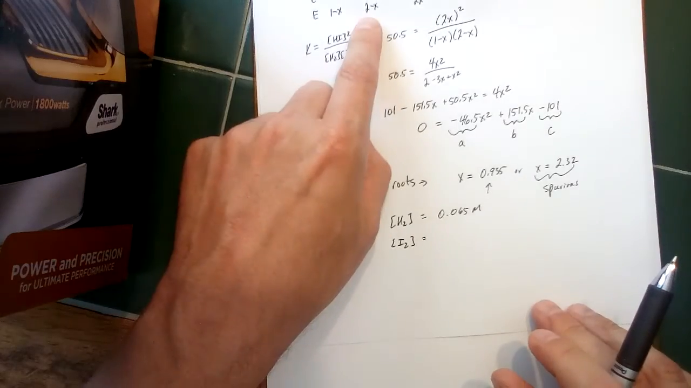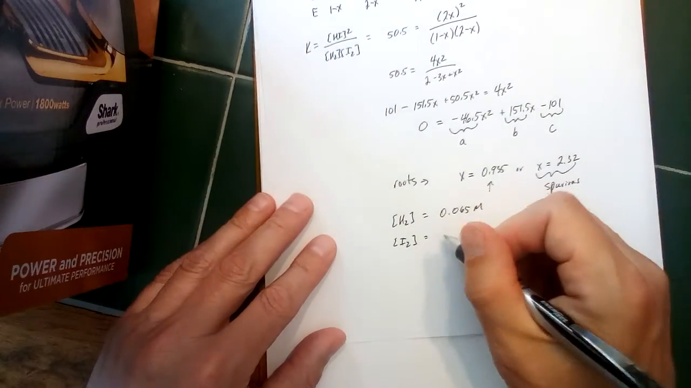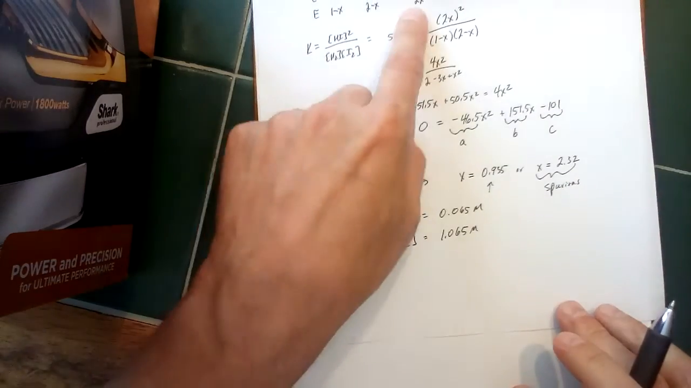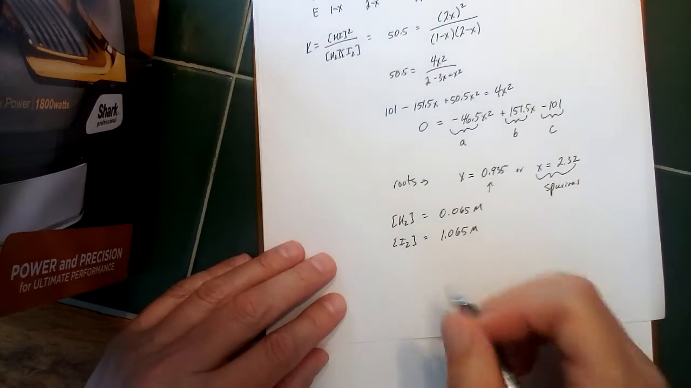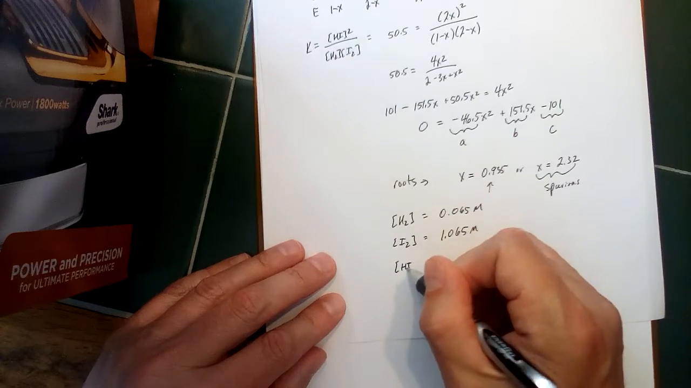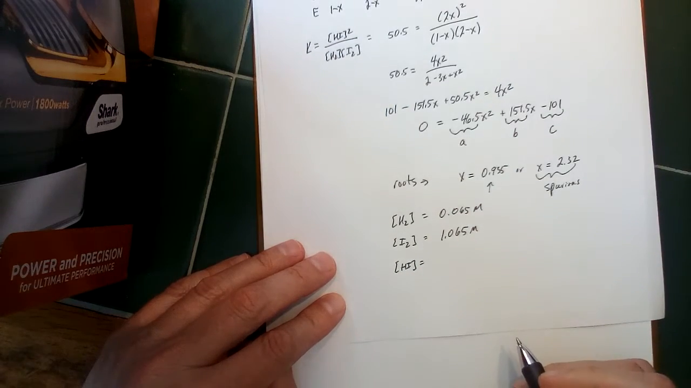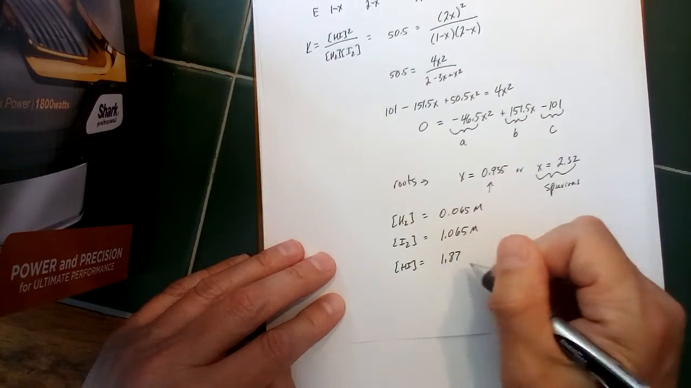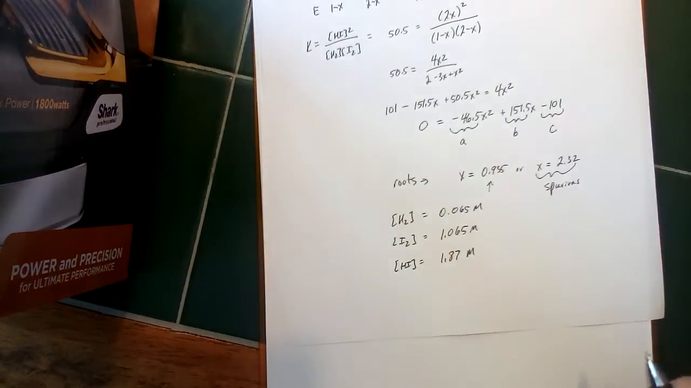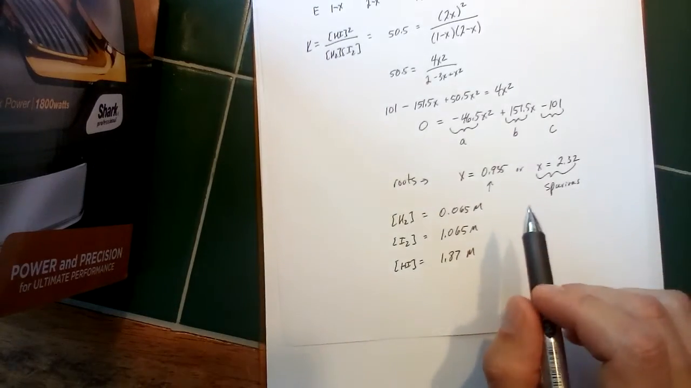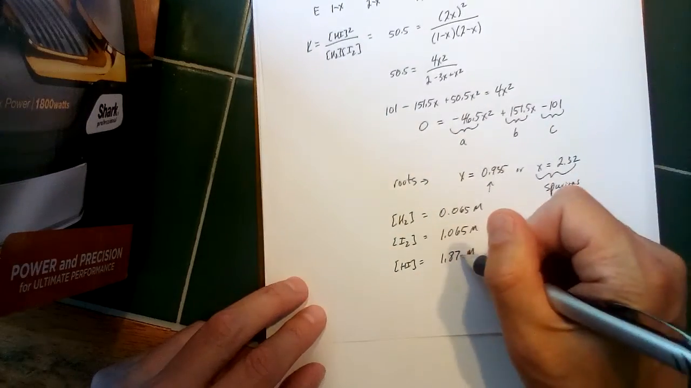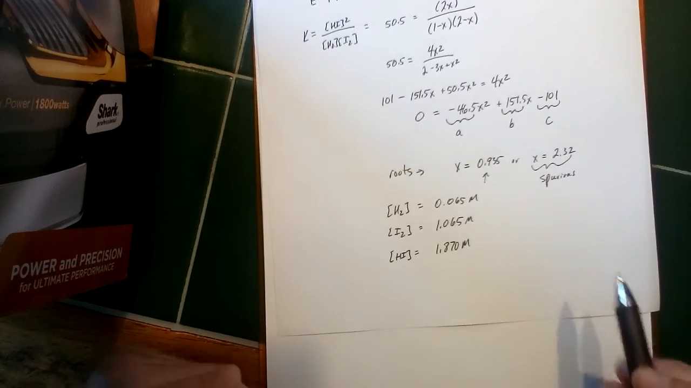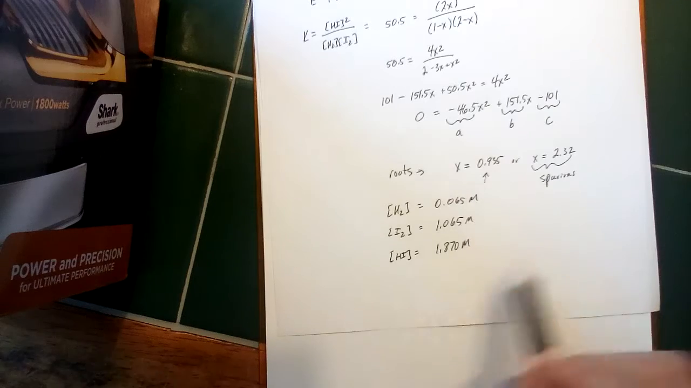Same is true for I2. 2 minus x would be 1.065 molar, and for hydrogen iodide it would be 2 times x, from back in our ice chart. So 2 times 0.935 would be 1.87 molar. In fact, 3 decimal places for most of our data, so this one can probably go to 3 decimal places as well.